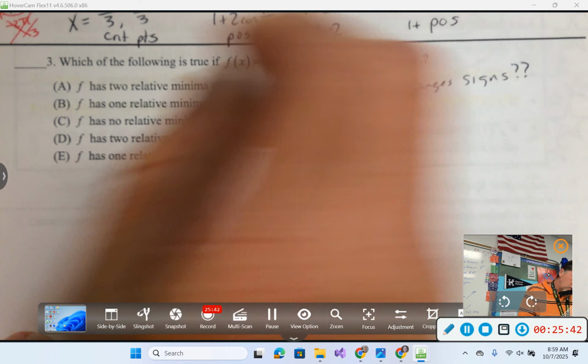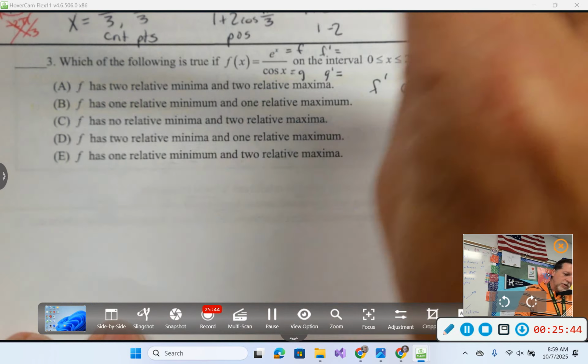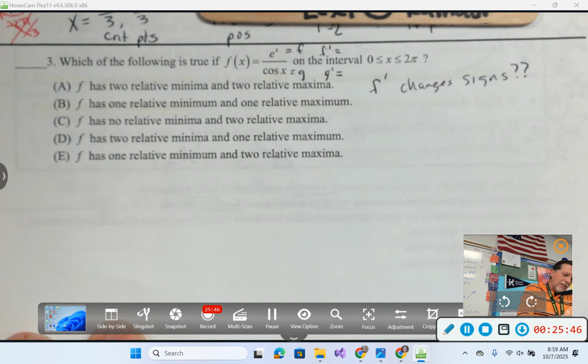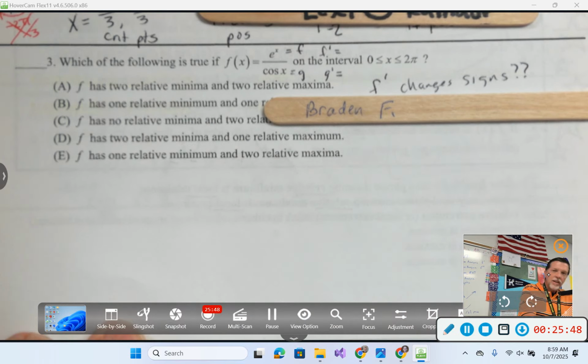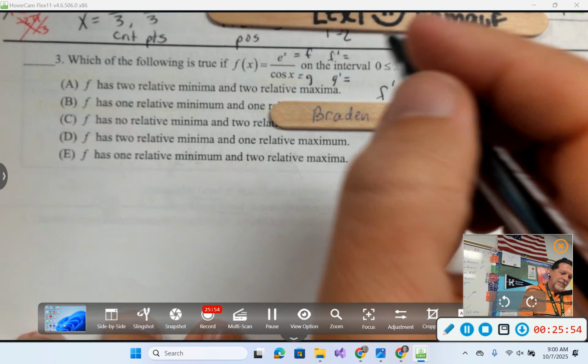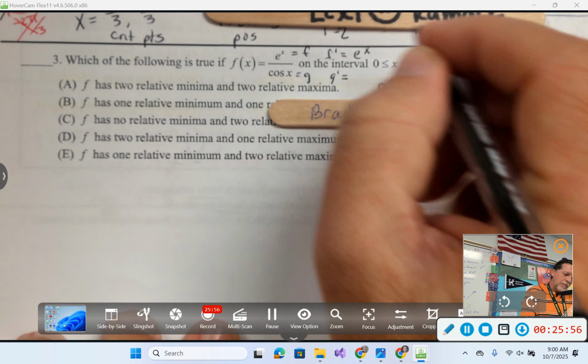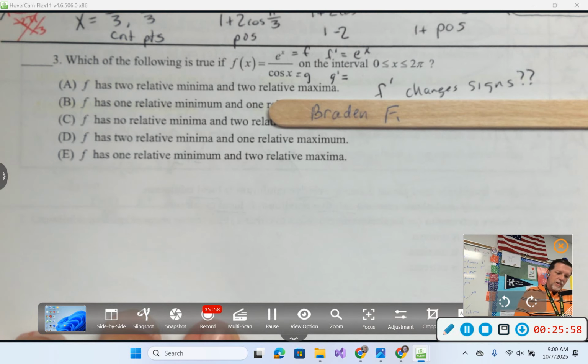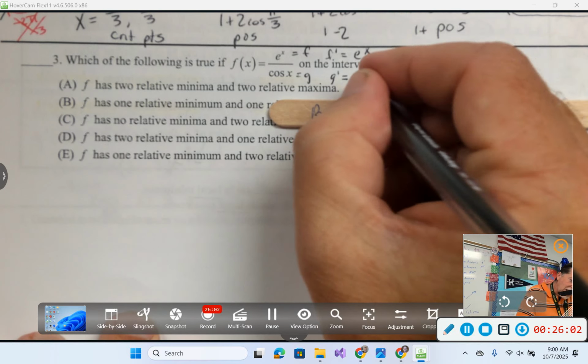Okay, so again, I don't want to do quotient rule on the fly. I want to find the pieces and then put it together. So Lexi, help me out. If f is the top, that's e to the x. What's the derivative of e to the x? E to the x, yep. It's our favorite derivative. Braden, what's the derivative of cosine? Negative sine. Good, negative sine.